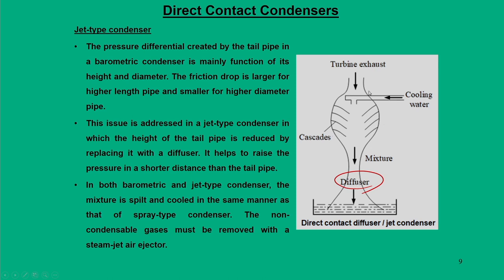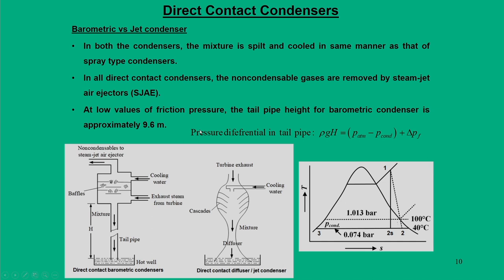So, here also the cooling water and turbine exhaust are allowed to mix in a cascade arrangement, so that proper mixing is possible. We require various cascades to enhance the heat transfer from the turbine exhaust to the cooling water. Here also there are provisions that we must use the steam jet air ejector to remove the unwanted non-condensable gases. Now, if you compare both barometric and jet type condensers, they are almost similar designs, but the very basic difference is that the tailpipe requirement of the barometric condenser is not less than 10 meters. So, that length gets reduced if you go for a jet type of condenser.